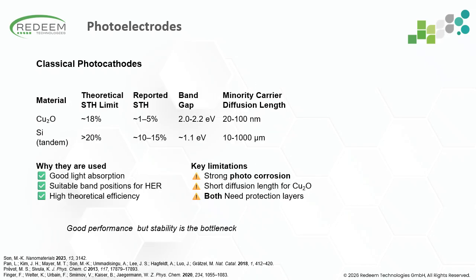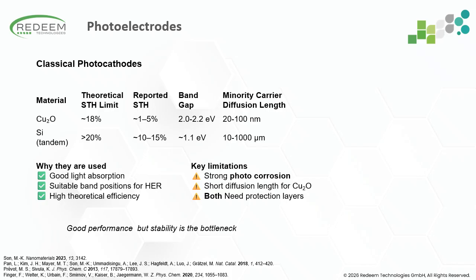So here we have some classical photocathode materials, and the most established materials are cuprous oxide and silicon, and they both offer excellent light absorption, suitable band positions for the hydrogen evolution reaction, and also high theoretical efficiency. In particular, silicon has a relatively small band gap and a very long charge carrier diffusion length, making it a very nice choice for tandem devices.